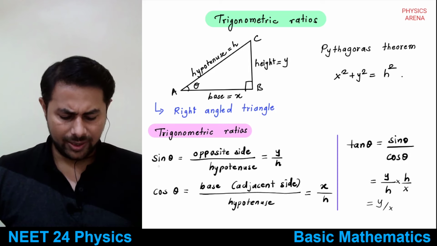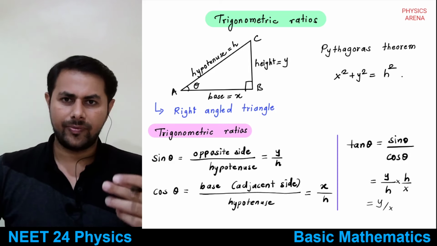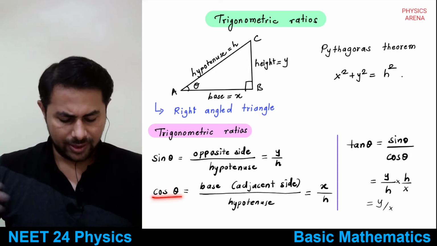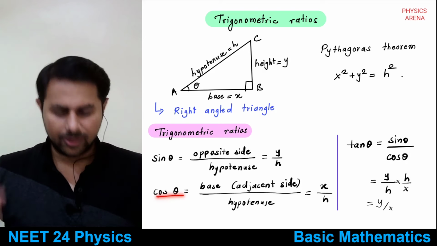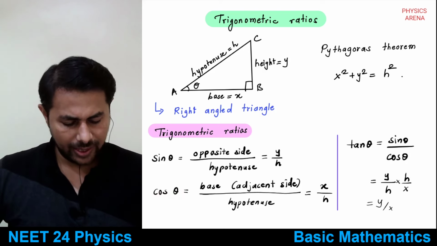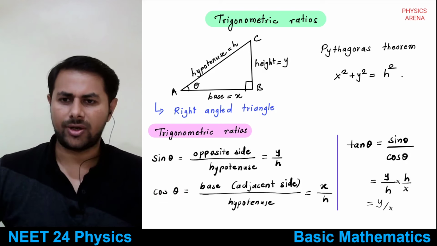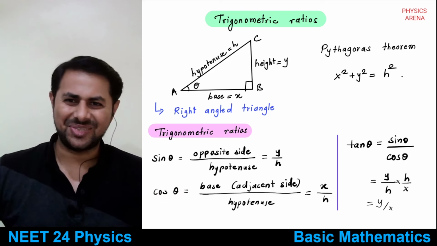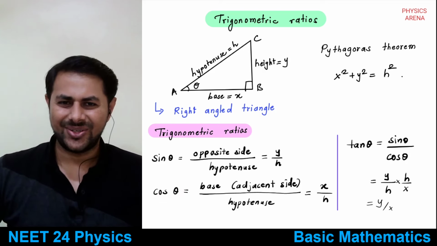Then cosec is the reciprocal of sine, sec is the reciprocal of cos, and cot is the reciprocal of tan. So again, I am sure everybody knows this. Right, very good.